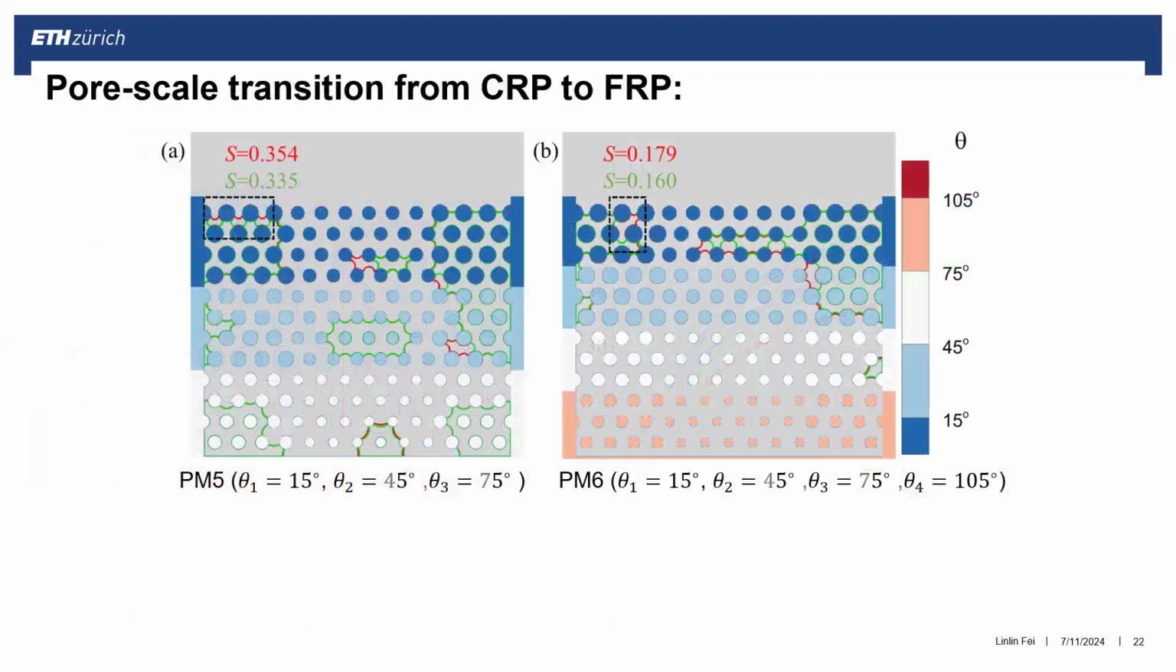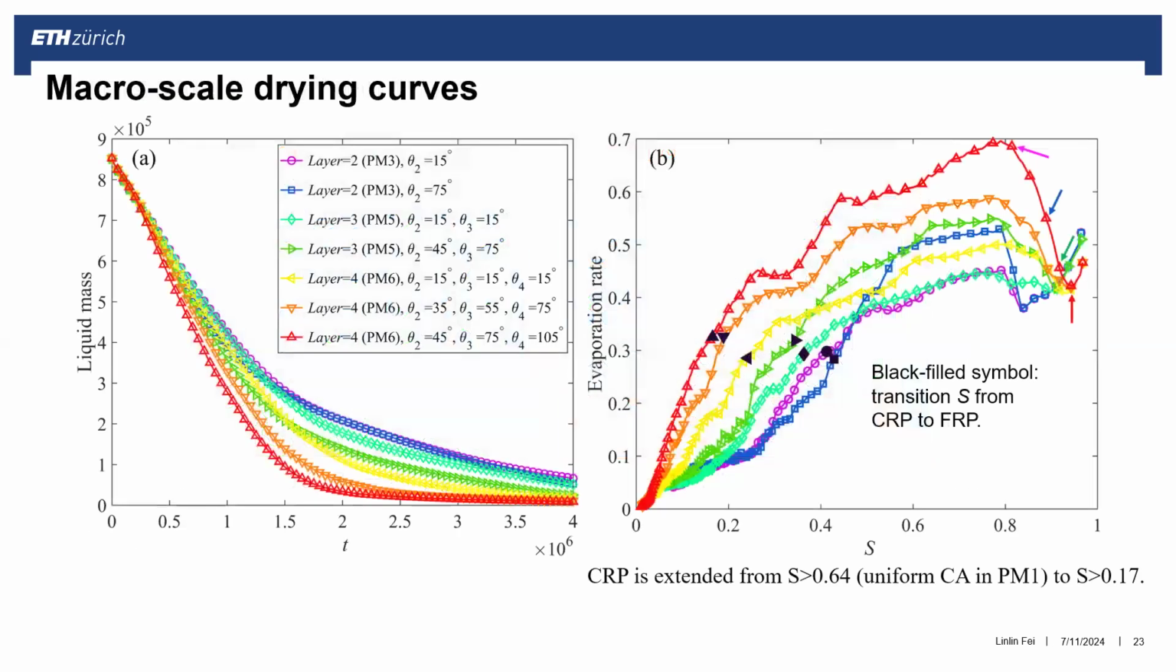And then if we look at the transition saturation from CRP to FRP, it is also decreased to a very small value. So now the transition is around 0.17, much lower than before. And then if we look at the evaporation rate, you can see the transition saturation is changed from like 0.45 to 0.17, and the evaporation rate is increasing again and again with multiple layers.